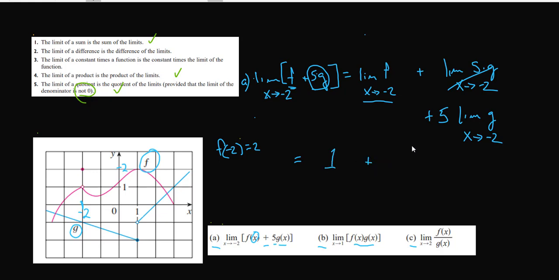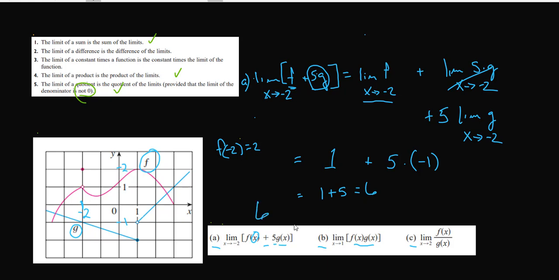Okay, then we have plus, and then this piece. So it's going to be 5 times this limit. So this limit is the limit of g as x approaches -2. So here's g, the blue one. And there we can see that the limit is going to be, I guess this is -1. So it's -1. And so we can see that the answer is going to be 1 plus 5, which is 6. So this answer is 6.